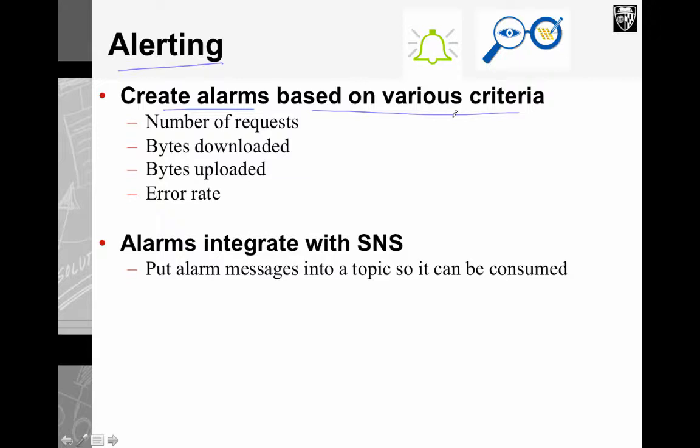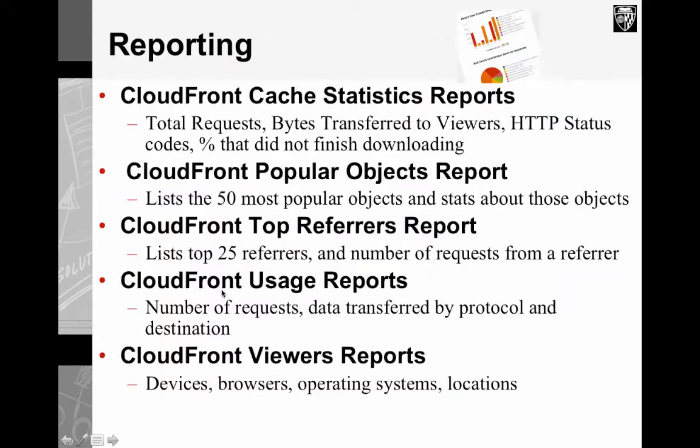You can say, hey, you know what? If you're getting so many requests within a certain period, or if you're getting too many bytes inbound, or if you're getting too many bytes outbound, or there are too many errors that are happening, I would like to know about it. And you can actually create criteria, and based upon those criteria, alerts will be generated and they'll be sent into SNS so that you can be notified.